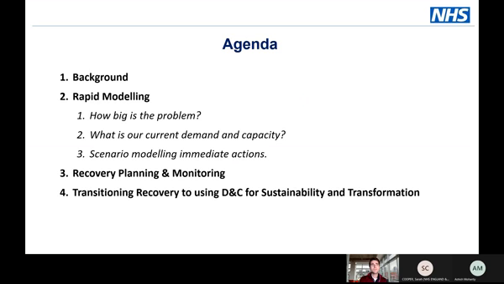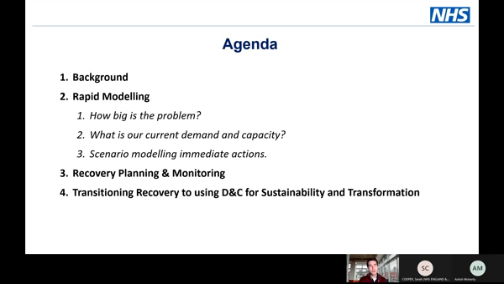So if we have a look at what we'll cover today, we'll go through a bit of background, just for a bit of context and scene setting. Under the rapid modelling area, we're going to look at some questions that we try to answer within a very short period of time, a few days, focusing on trying to understand how big the problem is at the moment, what our current demand and capacity is, and also some scenario modelling around some of the immediate actions we could potentially explore to try and bring some capacity back.